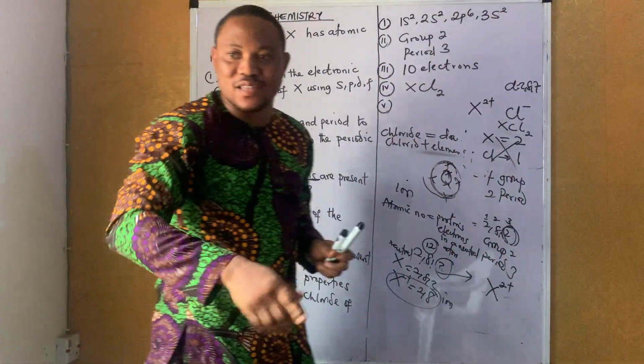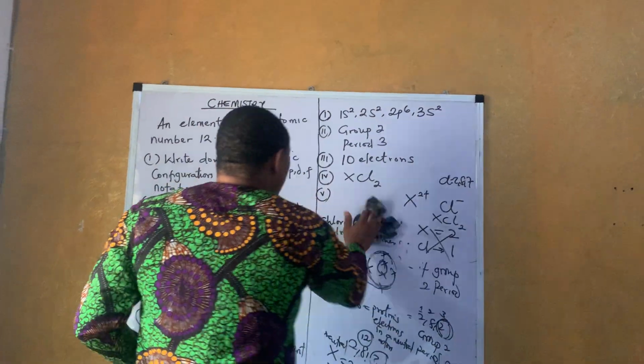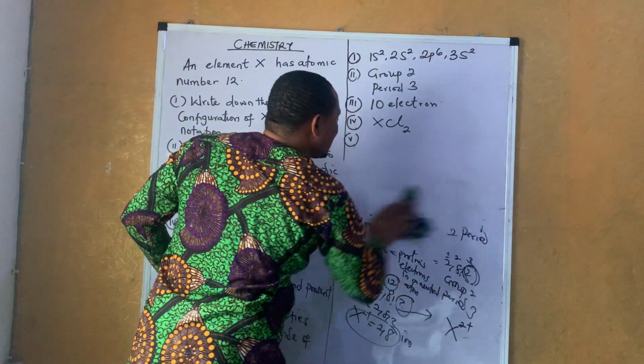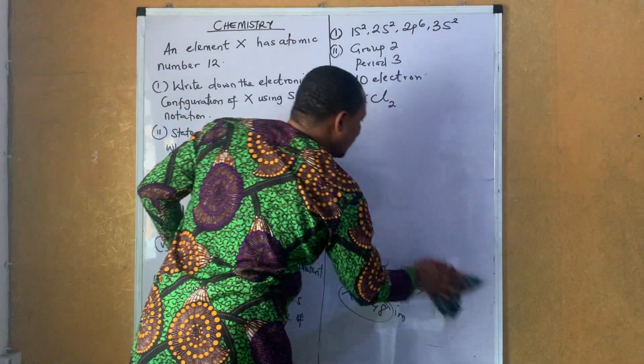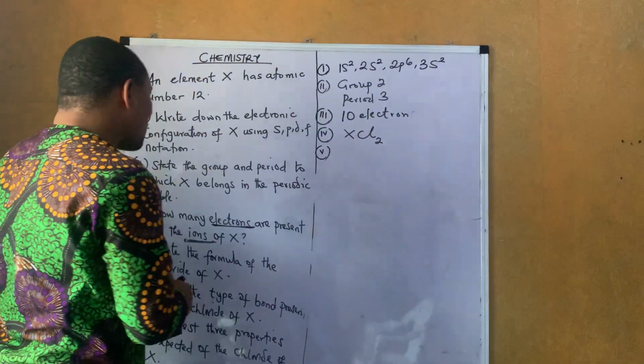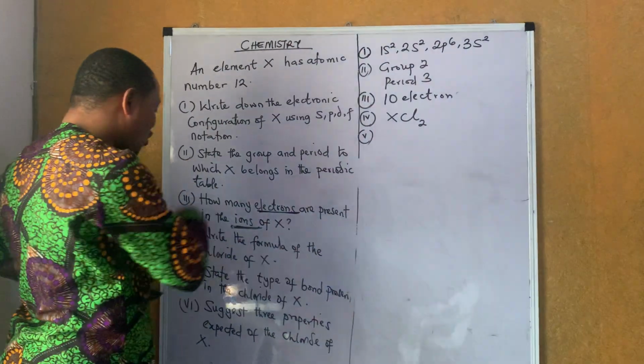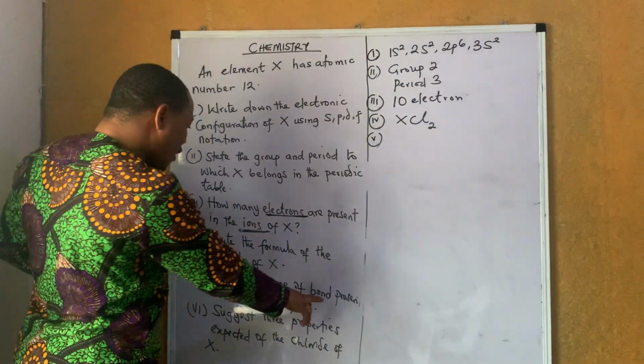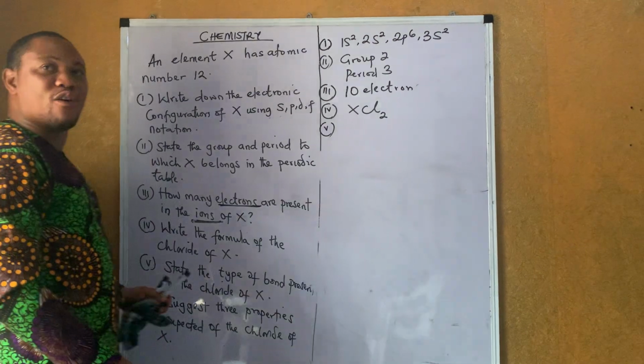Let me get my duster. Okay, so very, very important. You have to understand that. Very, very important. You have to know all this, and you can see a lot of questions coming from here. They say state the type of bond present in the chloride of X.